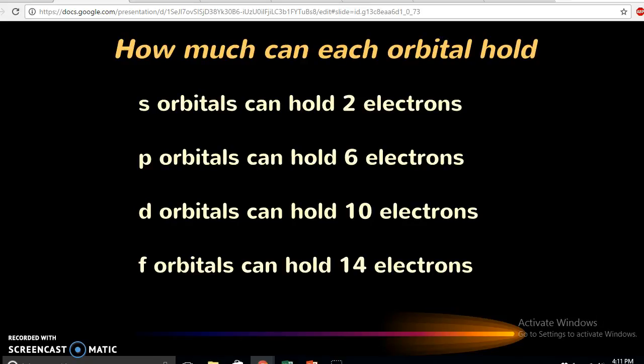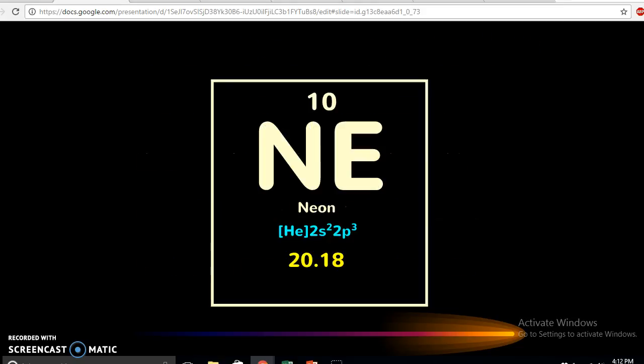The s orbital can hold 2 electrons. And this is every s orbital, the 1s, the 2s, the 3s, all the way down. All the p orbitals can hold 6 electrons, d orbitals can hold 10 electrons, and f orbitals can hold up to 14 electrons. So let's figure out how we know which orbitals an element has and how this information is useful. Let's look at neon.